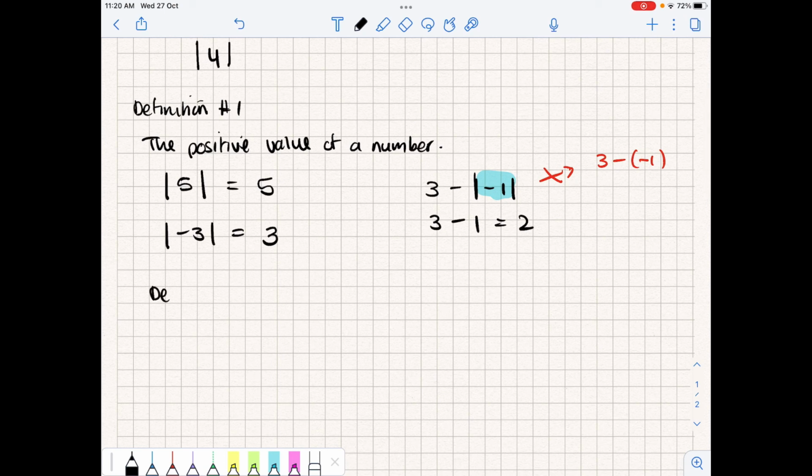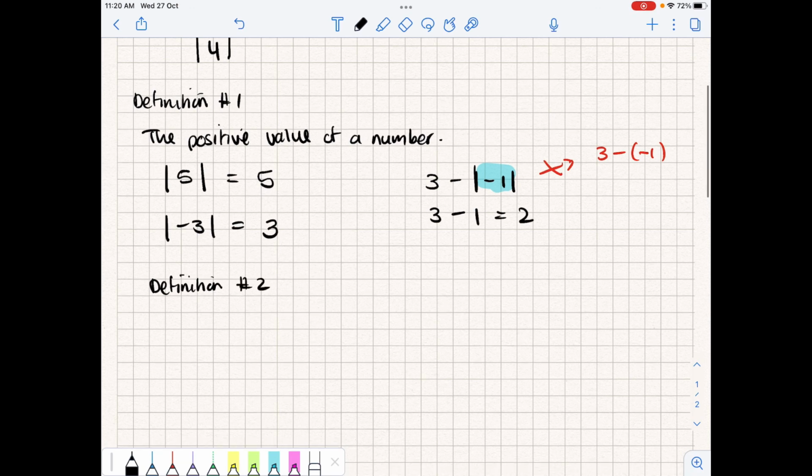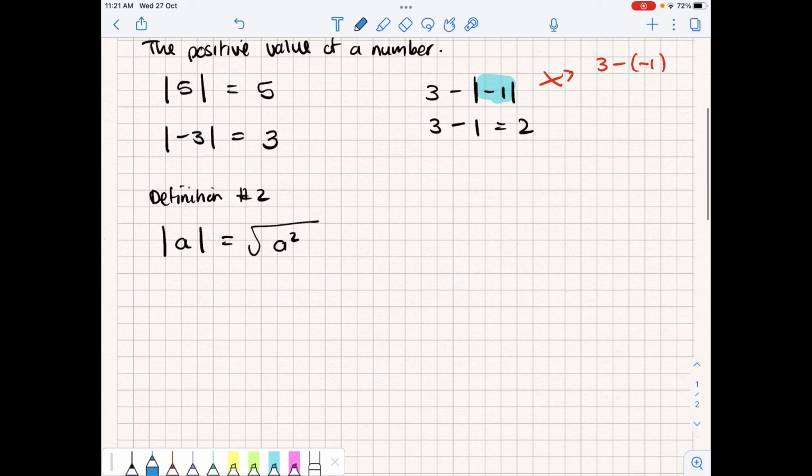Okay, definition number 2. So, what is the modulus of a, for instance? Okay, and we can just say that the modulus of a is the square root of a squared. So, what do we mean by that? Well, if we consider that the modulus of a number is always the positive value, by squaring the number first, we, by nature of squaring, make it into a positive number.